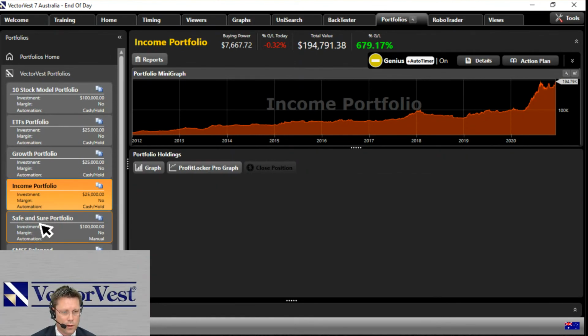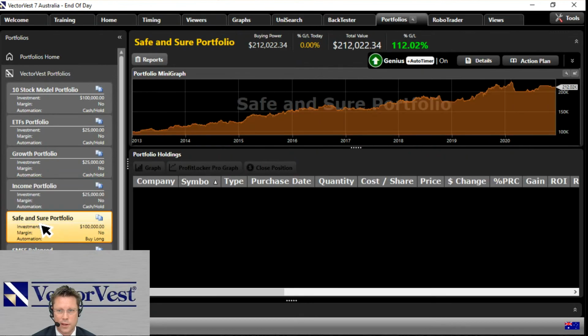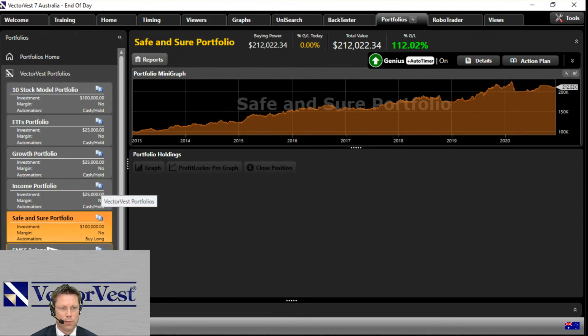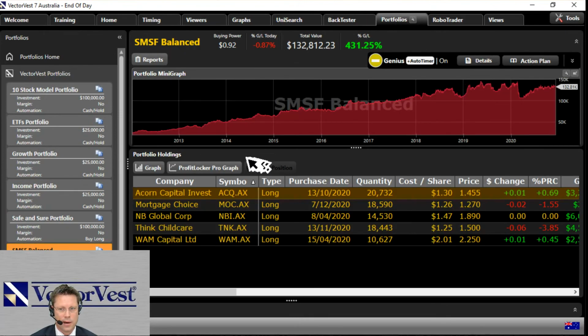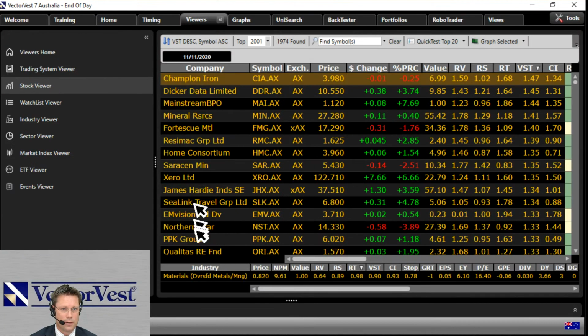Safe and sure portfolio. It's been very safe this year. It's sat mostly in cash for a good chunk of the year, protecting those pretty good profits over the years. And then we've got our balanced portfolio as well that you can consider looking at. So you can get some ideas here to see the type of stocks currently being held. All right, so without further ado, let's jump in to the Q&A part of today.